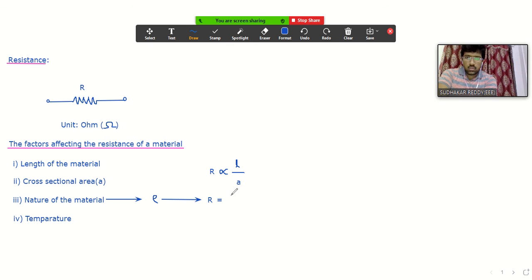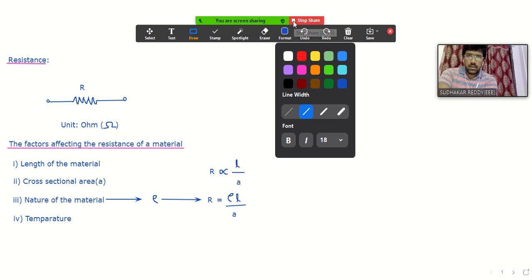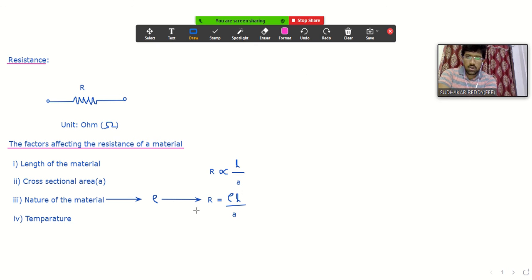So here we consider the constant of proportionality as resistivity. That constant of proportionality, resistivity, depends on the nature of the material. So R equals rho L by A. This is the final mathematical expression for the resistance of a particular material. That means the resistance of a particular material does not depend on voltage, and it does not depend on current, it depends on its physical parameters only.